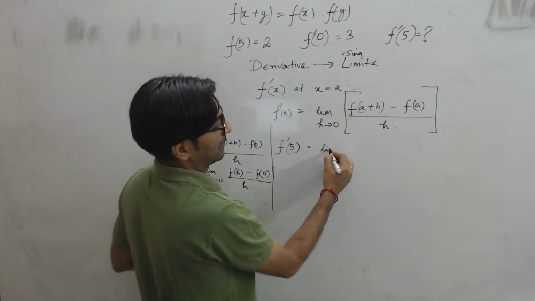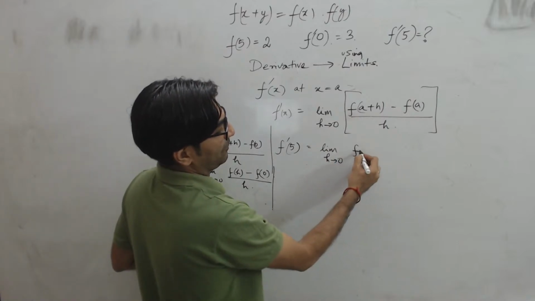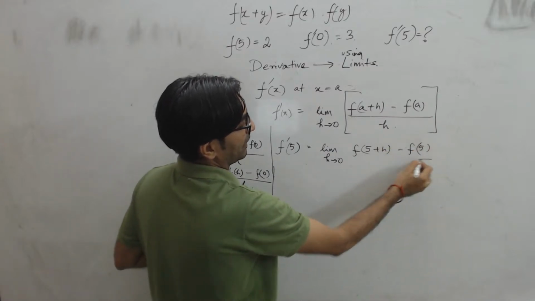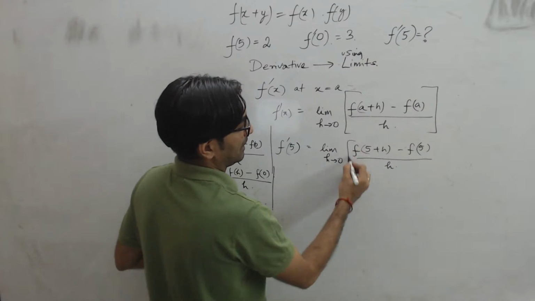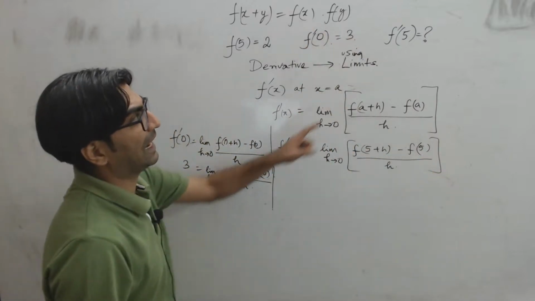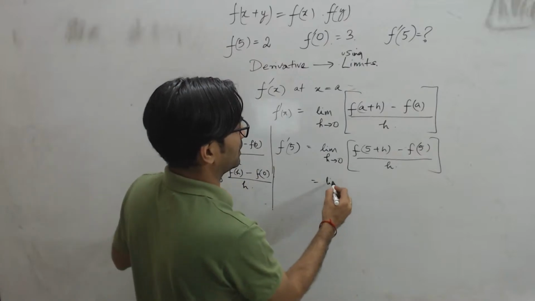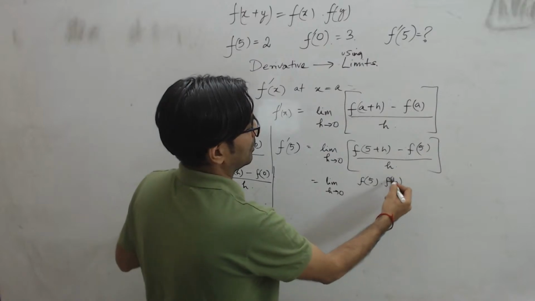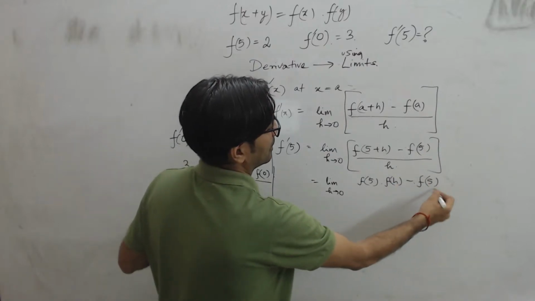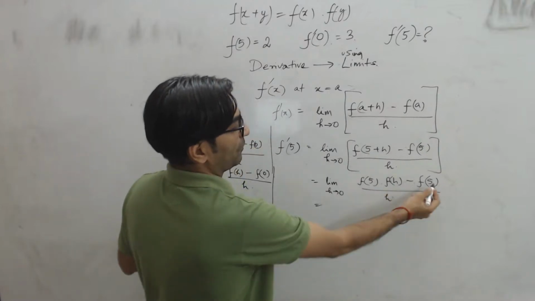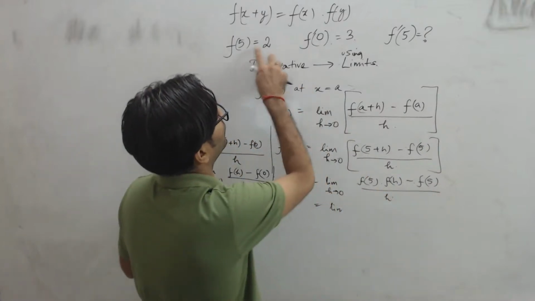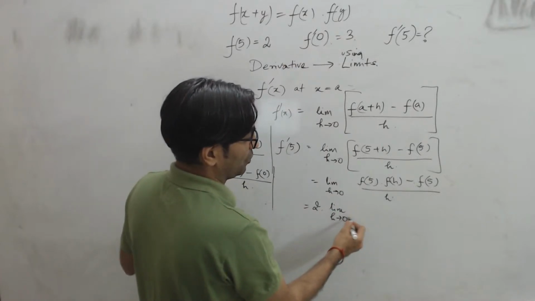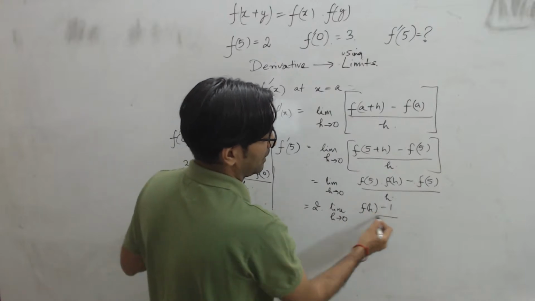And what is f dash at 5? This will be limit h tends to 0 of f of a plus h, so that's f of 5 plus h, minus f of a, that's f of 5, divided by h. And in here, I can then use the property and the value of f of 5, right? So this becomes limit h tends to 0 of f of 5 into f of h minus f of 5, divided by h. So f of 5 in the numerator is common and the value of f of 5 is 2. So I can bring that out. This becomes 2 times limit h tends to 0 of f of h minus 1, divided by h.